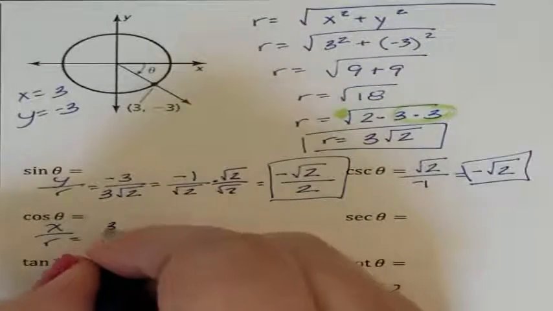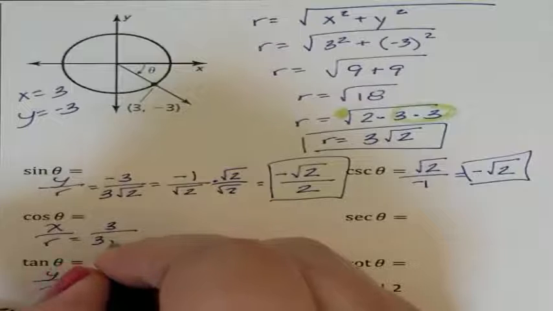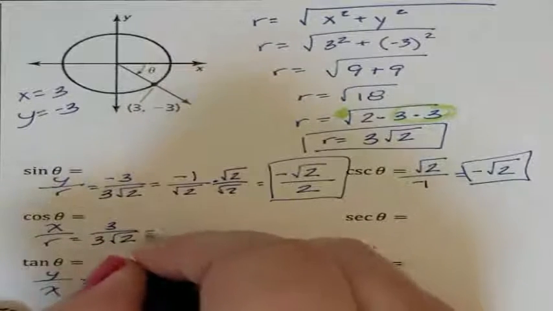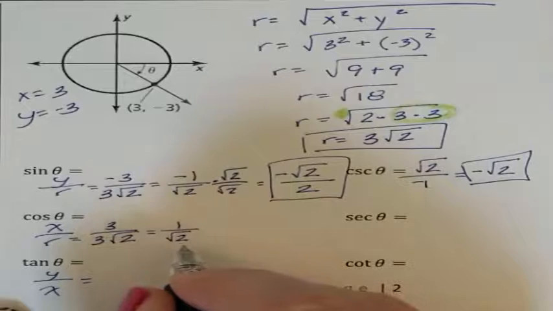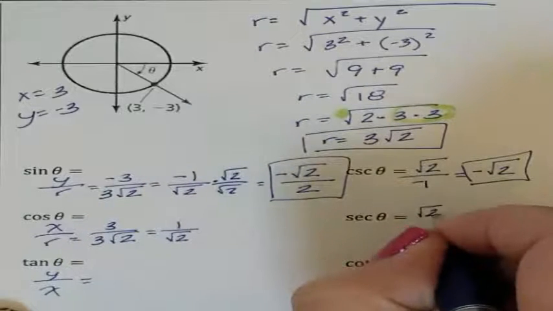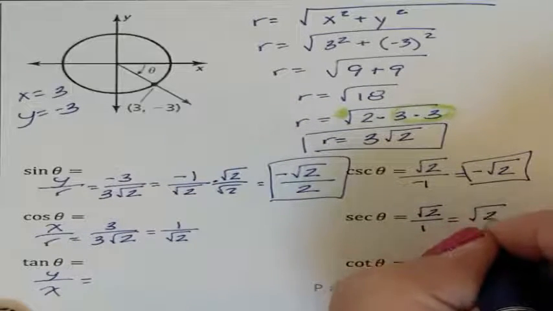X is 3 all over my radius, which is 3 root 2. 3 divided by 3 is 1. So this is 1 all over square root of 2. This is fully simplified, which means secant is the square root of 2 all over 1, which simplifies down to the square root of 2.